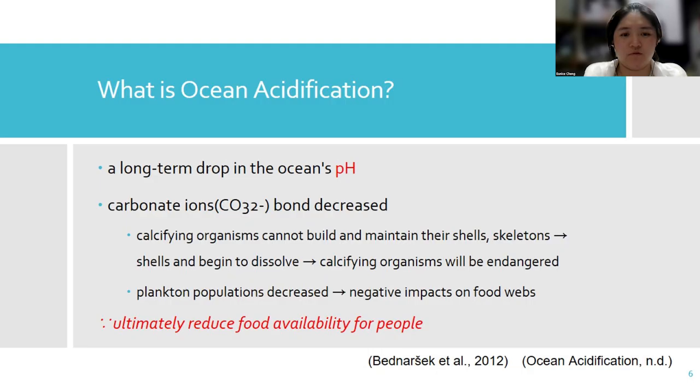For more information, ocean acidification reduces the availability of carbonate ions, crucial for calcifying organisms like corals and shellfish. The shell skeletons are beginning to dissolve. The organisms may be endangered and the entire ecosystem become destabilized. Besides that, decreasing plankton populations disrupt food webs and ultimately reduce the food availability for countless communities.